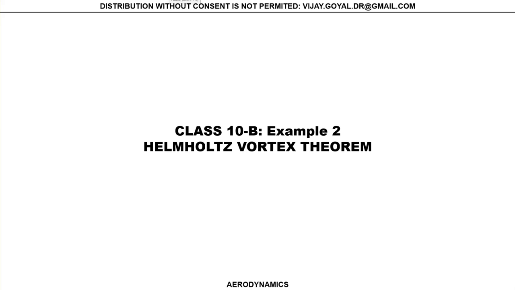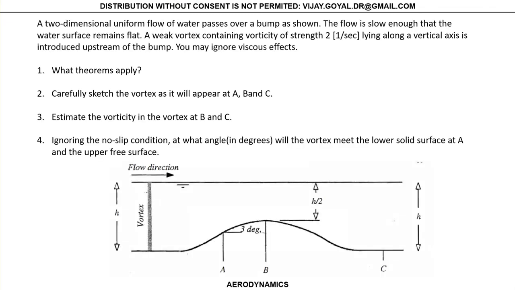So this is example number 2 for Helmholtz vortex theorem. In this example, we have a two-dimensional, uniform flow. We have a flow that's coming in this direction. It's completely uniform. It's coming at the initial velocity v sub 0.